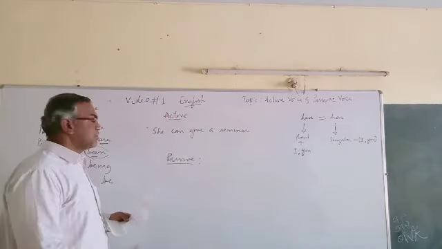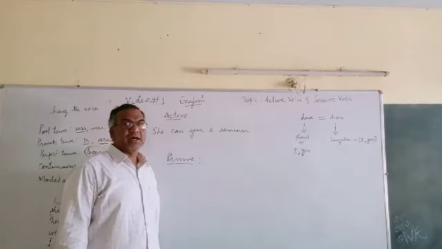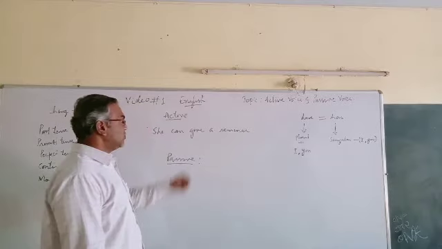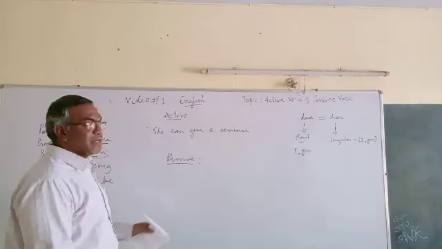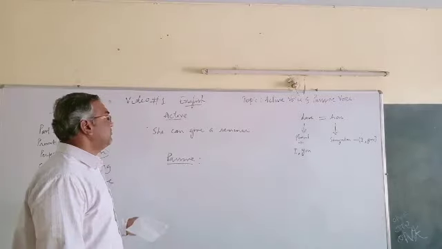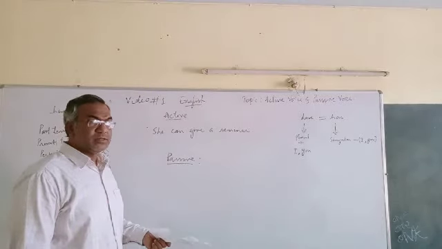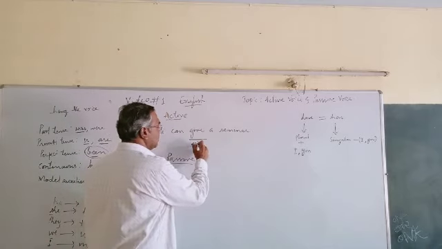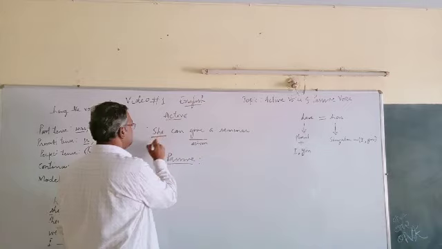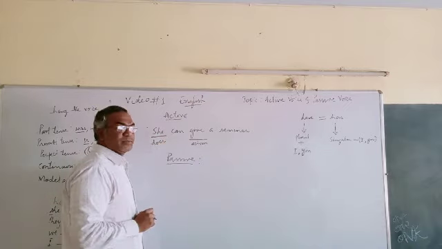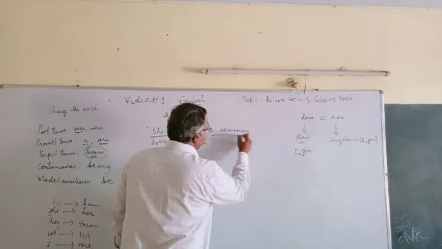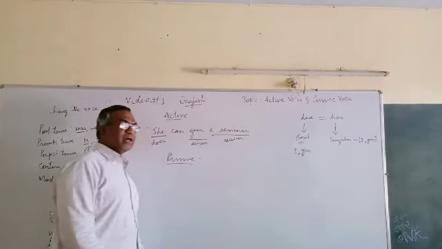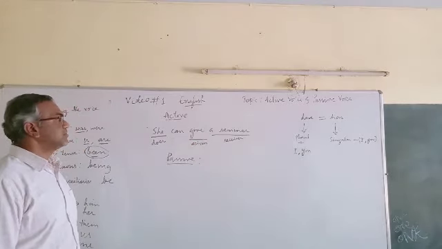Next sentence is, she can give a seminar. This is an active voice sentence. Now, again, the same thing: identify action, doer, and receiver. Give is the action. She is the doer. And a seminar is the receiver of the action.